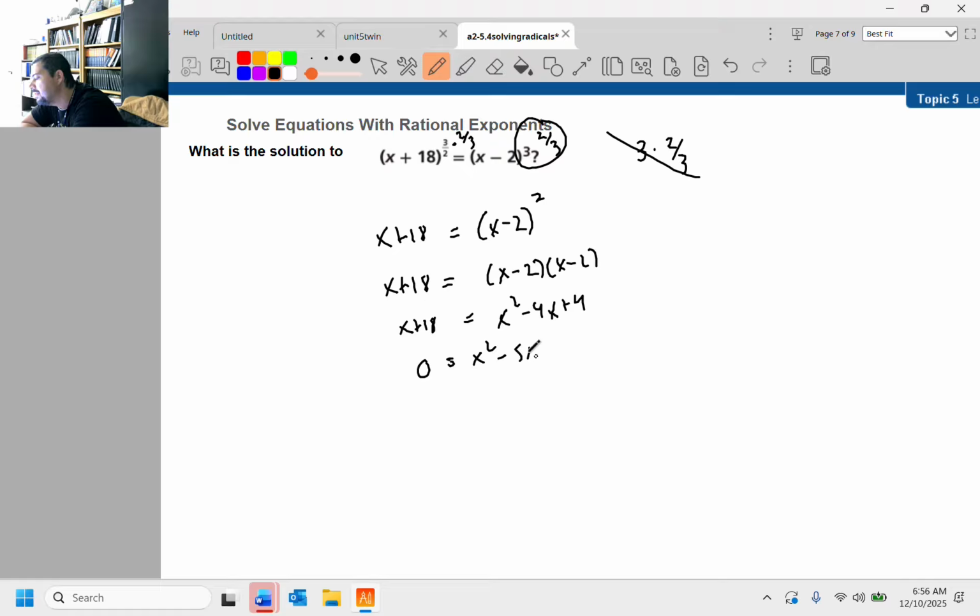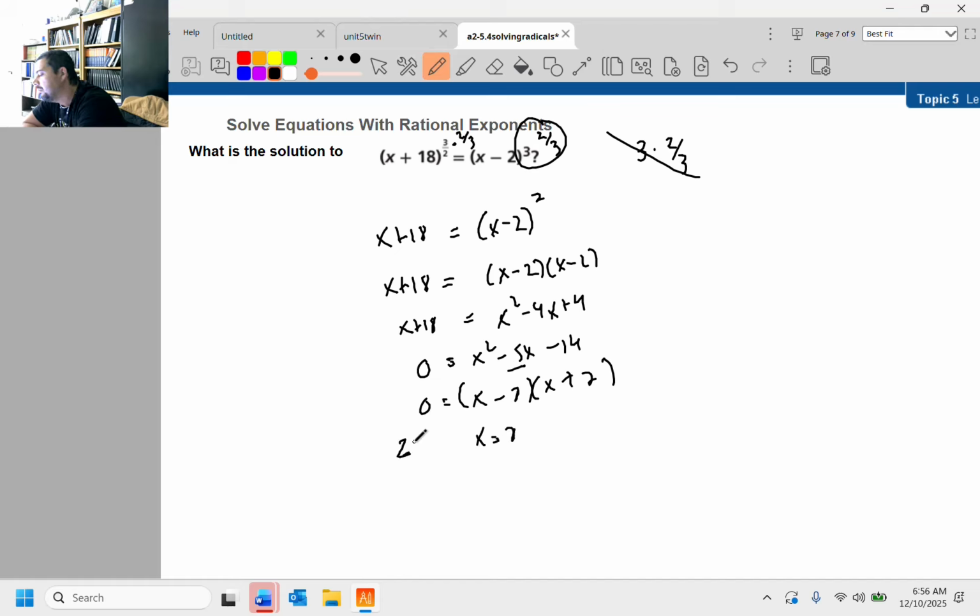−4x minus x is −5x. 4 minus 18 is −14. Will that factor? Yes, it will. It takes a 7 and a 2 to make a 14, and I need a −7 and +2 to add to the −5 in the middle. I'm going too fast for you. Just slow that video on down, kids.